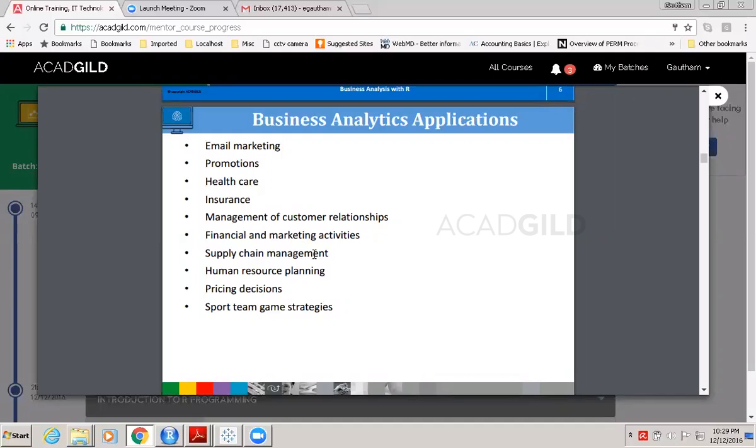Supply chain, you can see whether your goods are moving slowly or on time and reaching the customers on time. Human resource planning, we just discussed a few examples on that. Pricing decisions, so you can decide how you want to keep your pricing based on how your sales are.